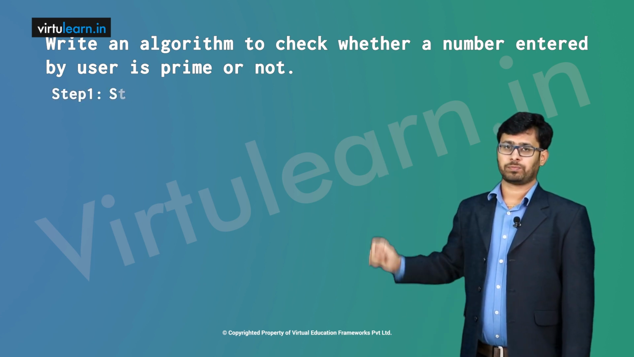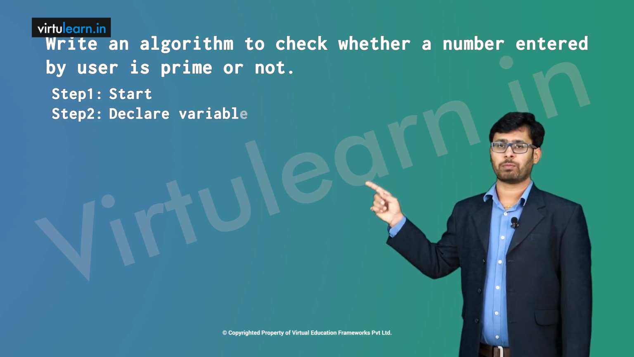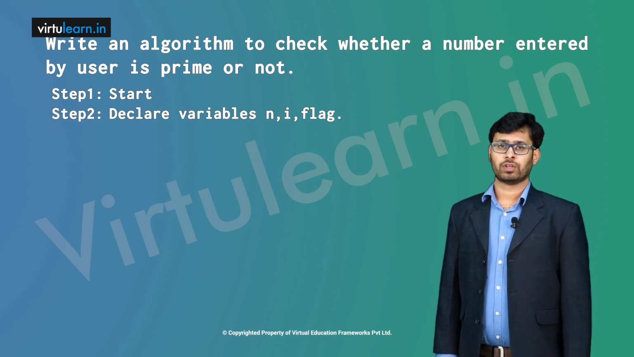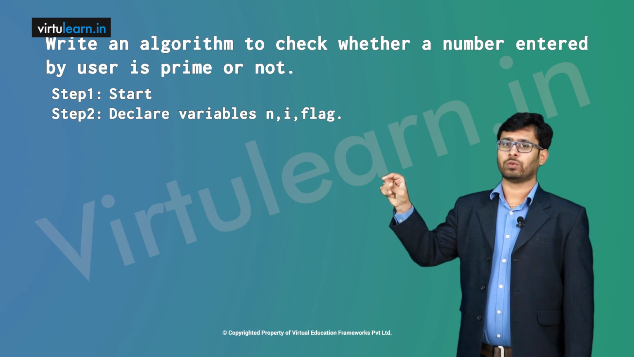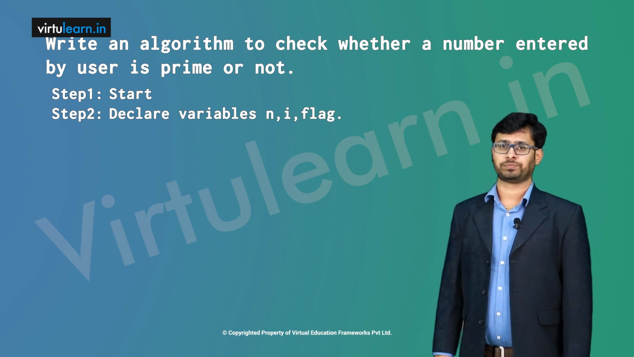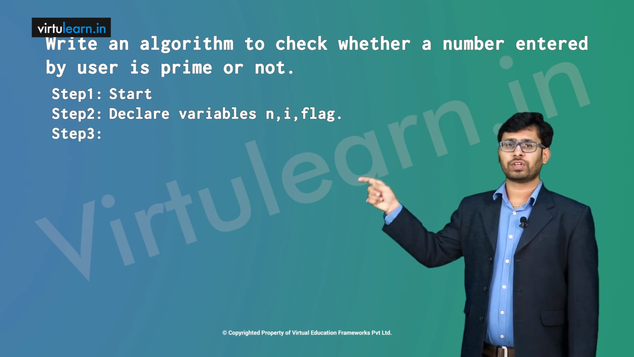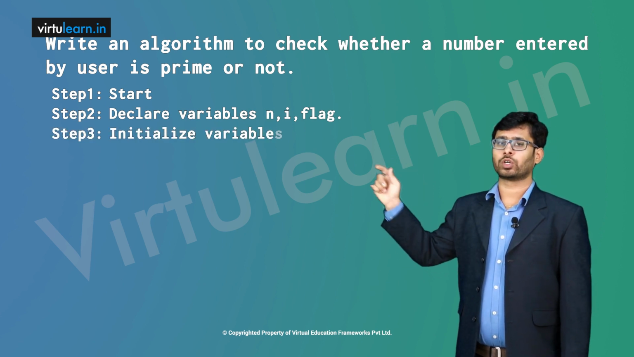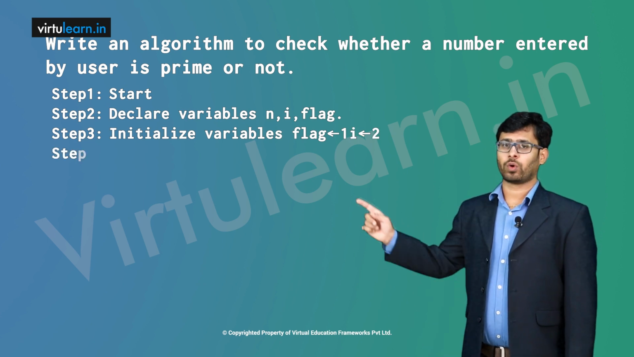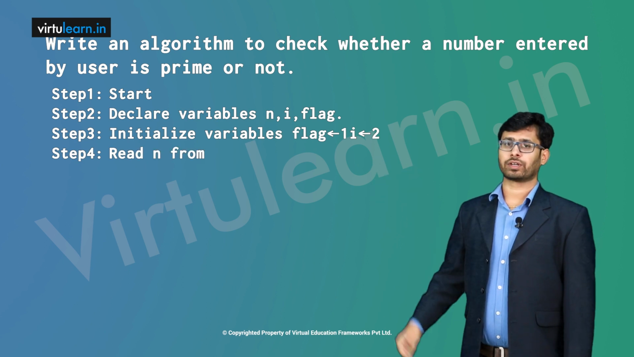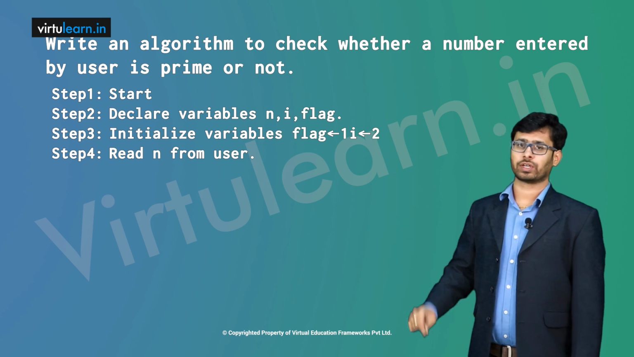Step 1, start. Step 2, declare the variables n, i, flag. Here flag is like a counter to record whether the number is divisible by some value. Step 3, initialize the variables flag equal to 1 and i equal to 2. Step 4, read n from the user. So I am reading the number and storing it in n.